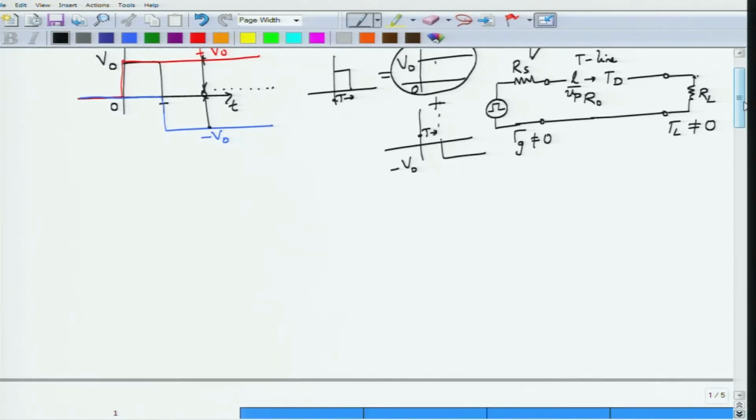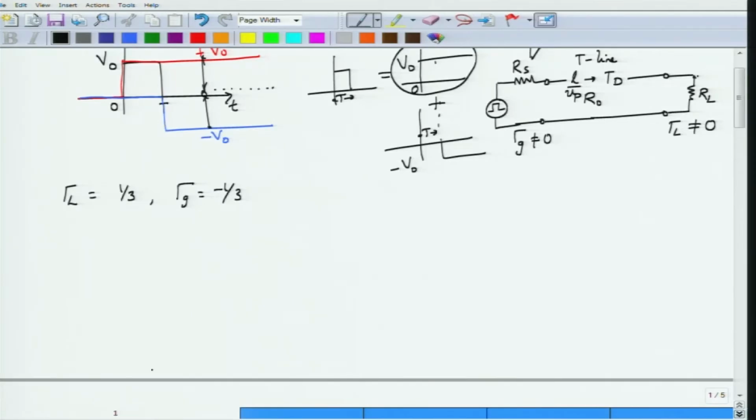So let us try this out on a numerical example. Assume that gamma L happens to be 1 by 3 and gamma G happens to be minus 1 by 3, for some combination of loads that are not really important for us. If the load values, the characteristic impedance of the transmission line and the generator impedance RS are given, you can calculate these values. So I have given you the values: gamma L is 1 by 3, gamma G is minus 1 by 3.